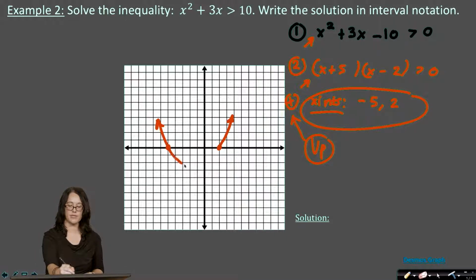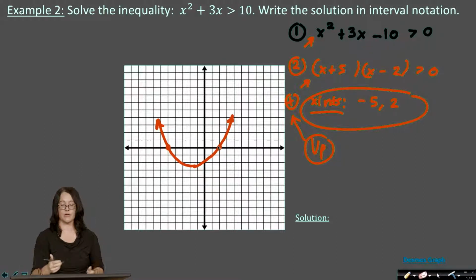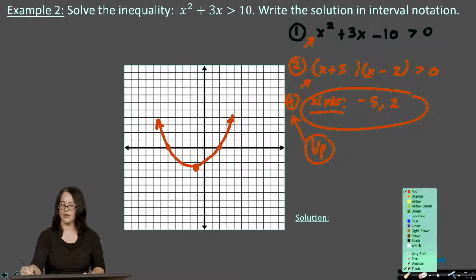Of course, the vertex you could find using the vertex formula, and the y-intercept you could find by letting x equal 0. But for a basic sketch, this would suffice. Something like this is going on. Let's take a look at our last question.